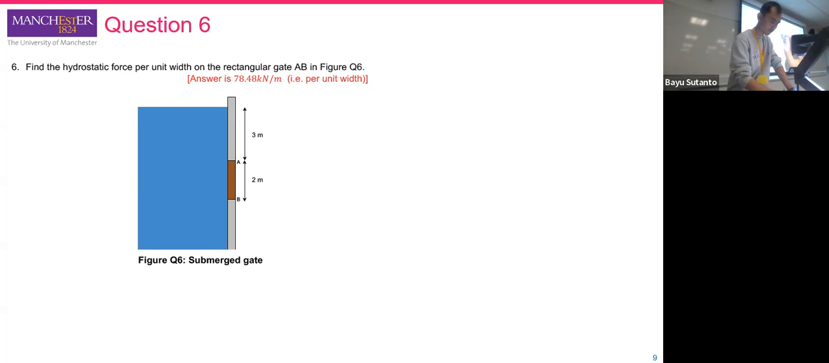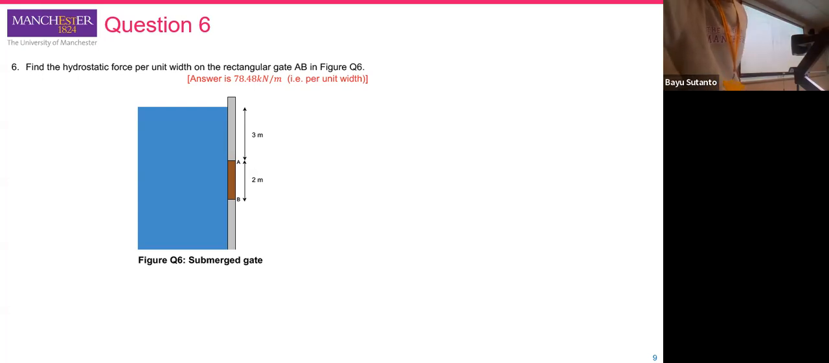So this is 3 plus 2, 3 plus half of 2, which is 4 meters. So this is the height of the center of gravity. We have 3, and then half of 2 divided by 2. We have 4 meters.